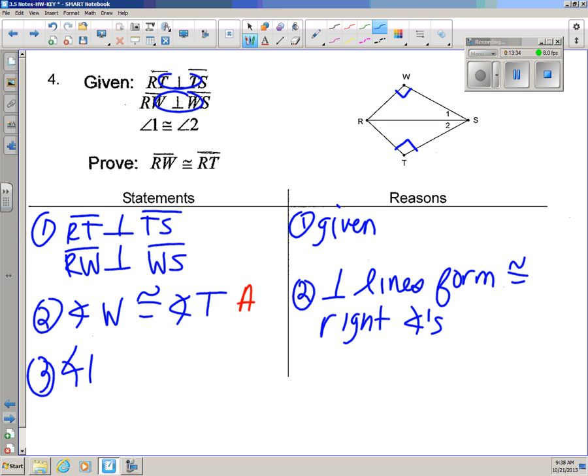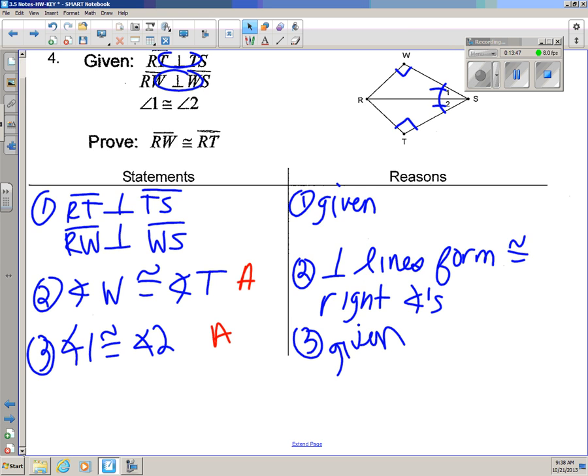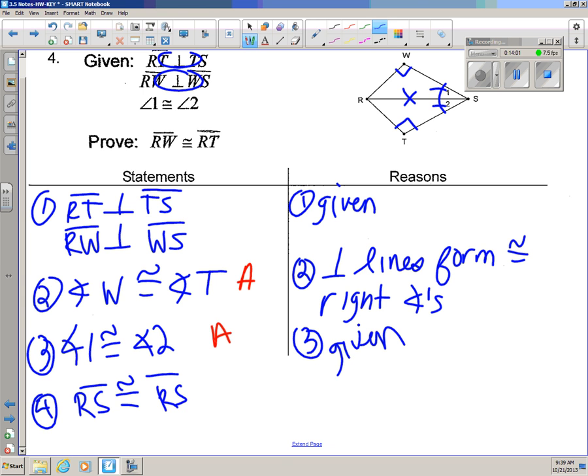Let's keep going back to the givens. We have angle 1 congruent to angle 2, and that is given to you. That happens to be a second angle. I'm going to bring this up a little bit. We're done with the givens. There's nothing left that they have told us, but hopefully you see that you have a shared side. So I'm going to say that line segment RS is congruent to line segment RS. This is by reflexive.